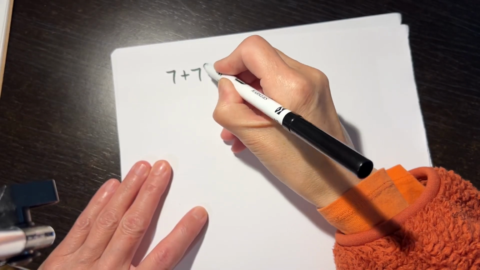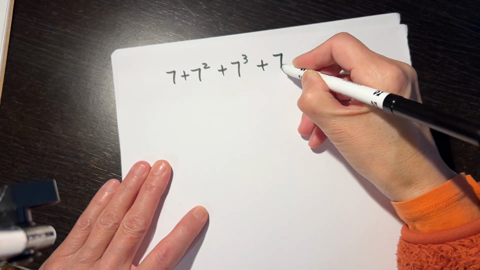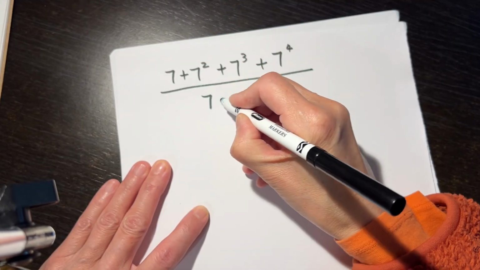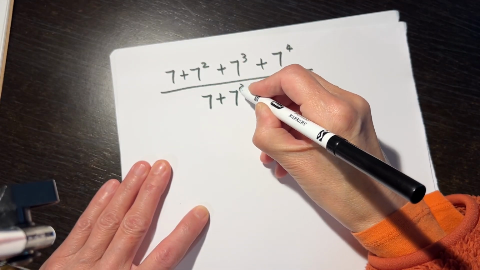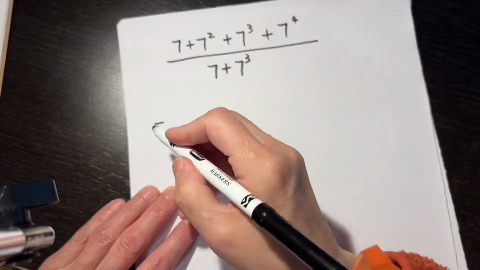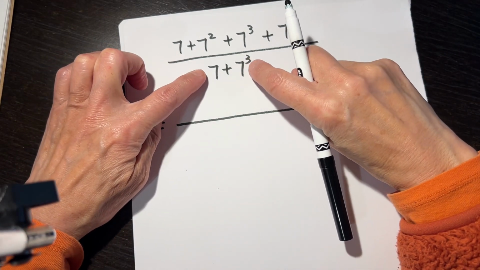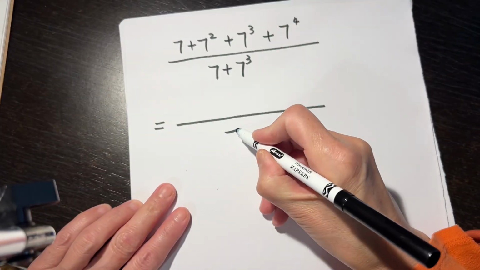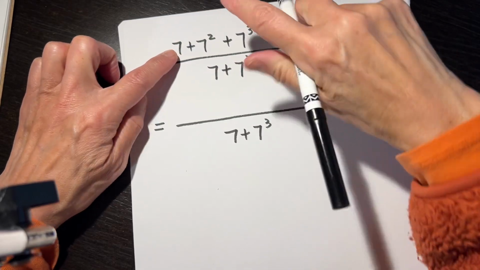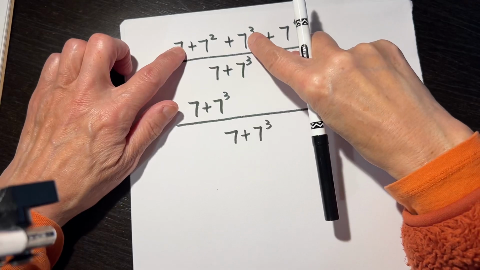7 plus 7 squared plus 7 cubed plus 7 to the power of 4, divided by 7 plus 7 cubed. So when we see this, the number is becoming too big, but I can see the relationship. 7 plus 7 cubed, we do not change anything. And this one, 1, 2, can combine together as 7 plus 7 cubed, right?